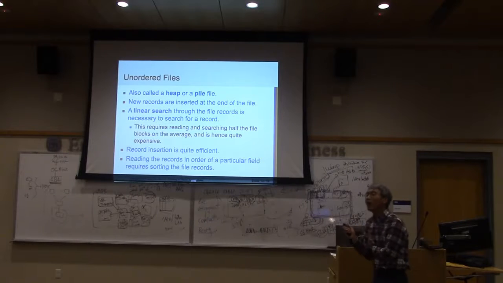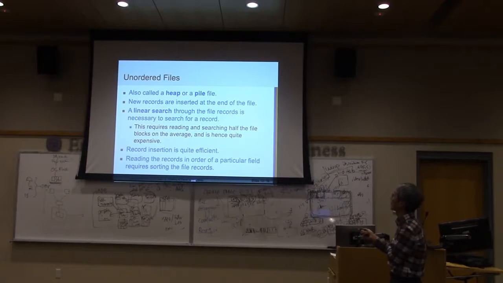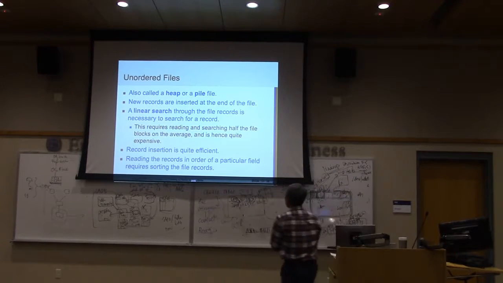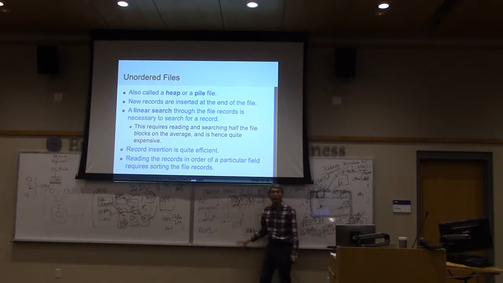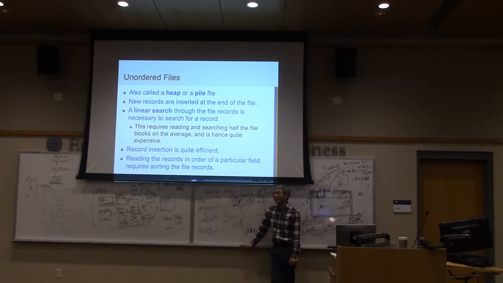But there are different types of file. First, the unordered file. An unordered file means this file is not ordered by the key. Which one is better, ordered file or unordered file? Which one is more popular? Ordered.